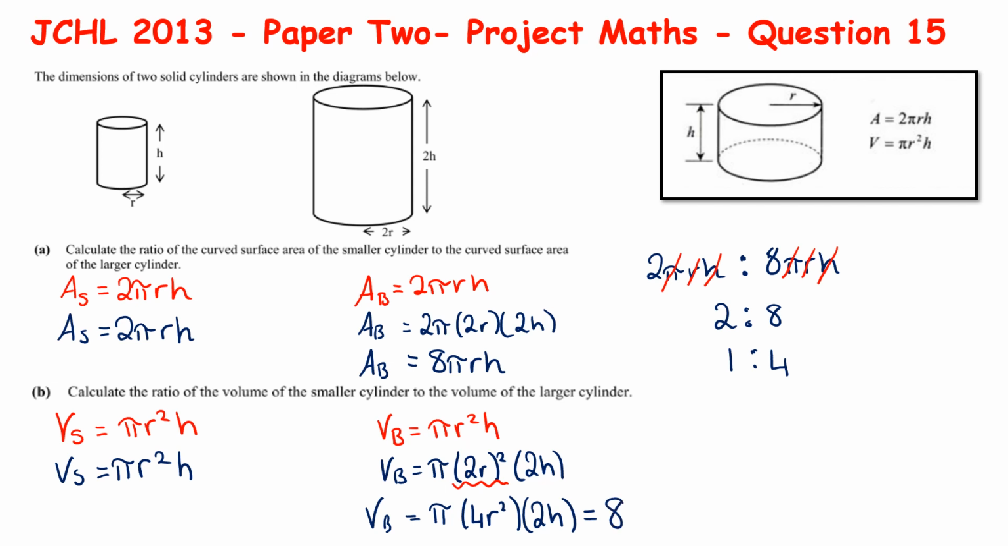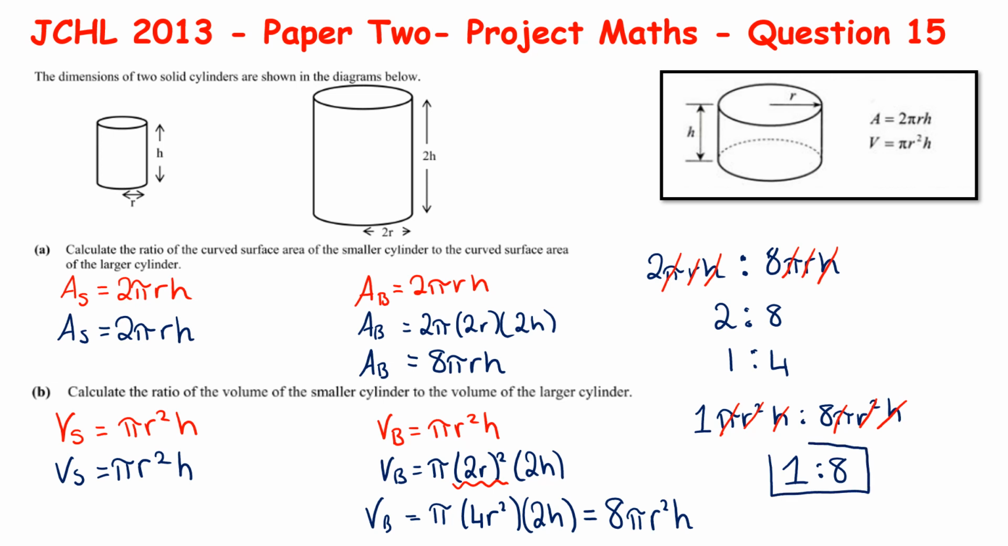I get 8 pi r squared h. So now let's write our ratio. Our ratio is pi r squared h is to 8 pi r squared h. Let's divide both sides by pi, divide both sides by r squared, and divide both sides by h. Since we're dividing, anything divided by itself leaves us a 1. So we end up with an answer of 1 is to 8.